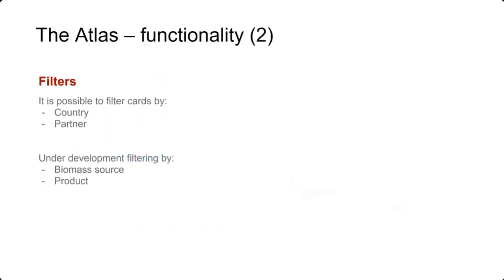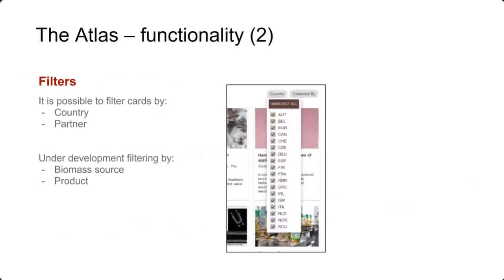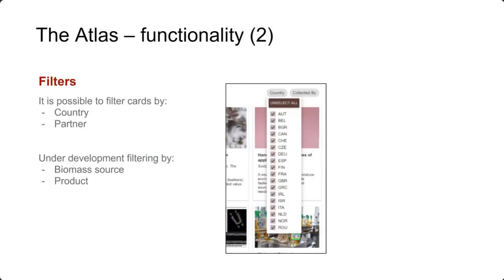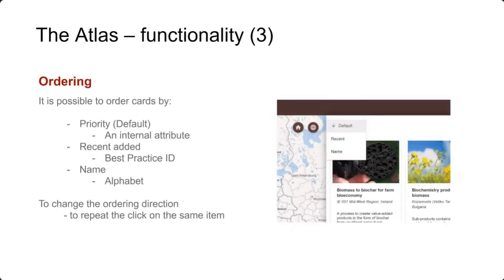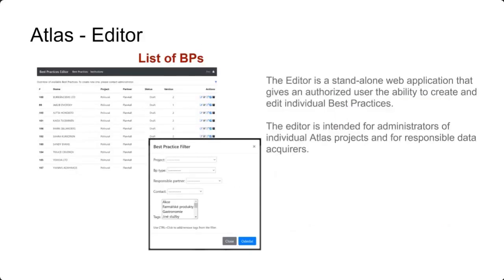other outputs. What are the functionalities? We have implemented some filtering. In this example, which is from enabling, you are able to filter by country and by partners. We would also like to get the possibility to filter by other parameters like the biomass source, products, and others. You can also order your cards by priority, by recently edited best practice, or by name. And this is the really basic information about the best practice atlas.